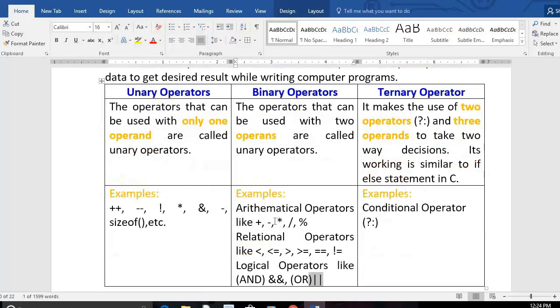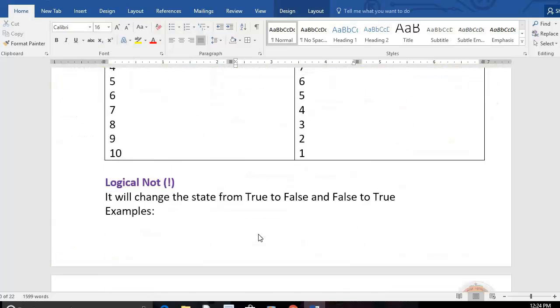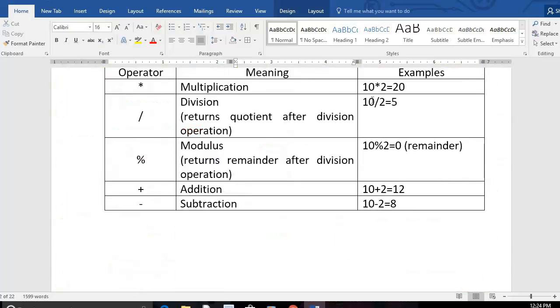What is an operator? Operator is a symbol. Look at this example. 10. Now 10 plus 2, how much? 12. 10 minus 2, how much? 8. 10 divided by 2, how much? 5. 10 into 2, how much? 20. If you look at the symbol, you decide the operation.